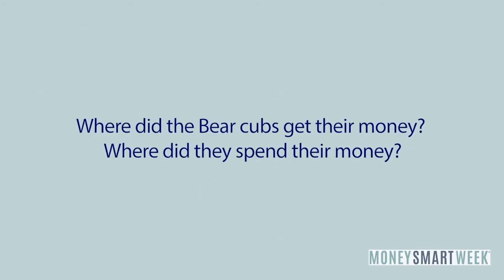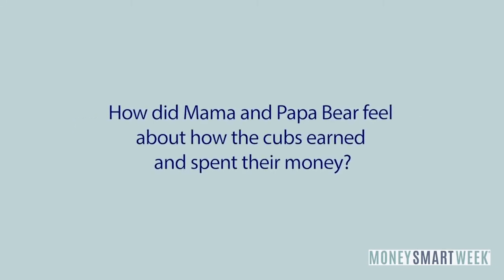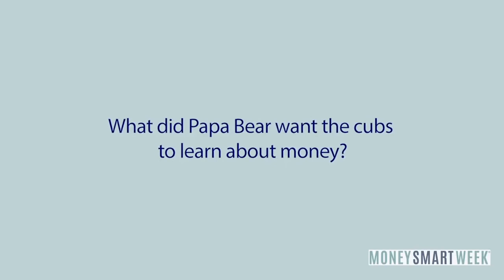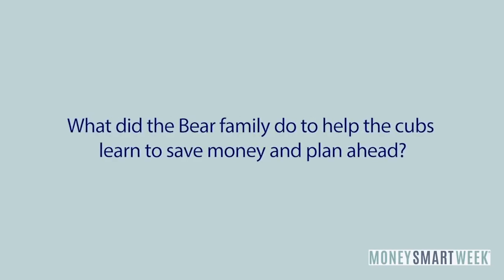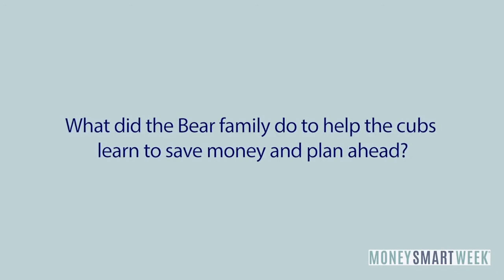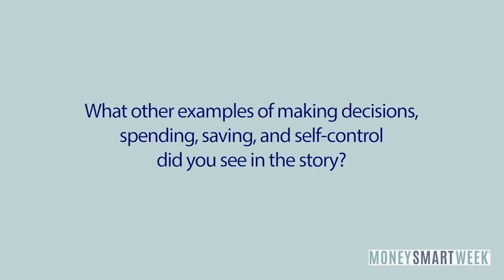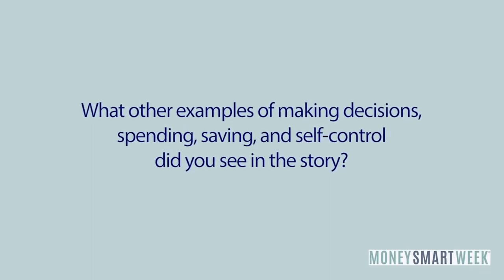At first, where did the Bear cubs get their money and where did they spend their money? How did Mama and Papa Bear feel about how the cubs earned and spent their money? What did Papa Bear want the cubs to learn about money? What did the Bear family do to help the cubs learn to save money and plan ahead? What other examples of making decisions, spending, saving, and self-control did you see in the story?